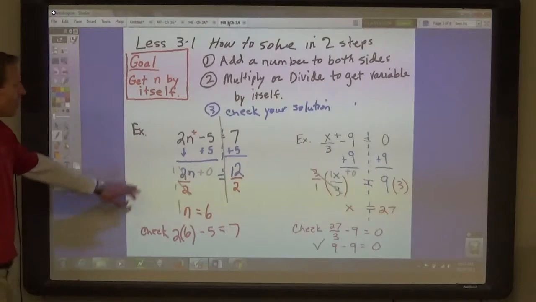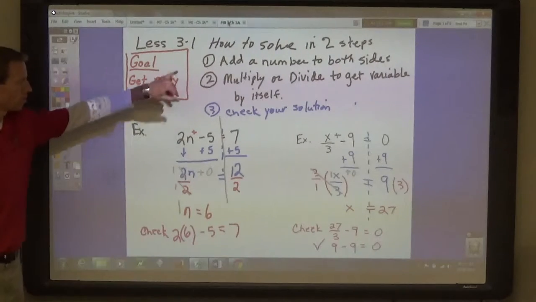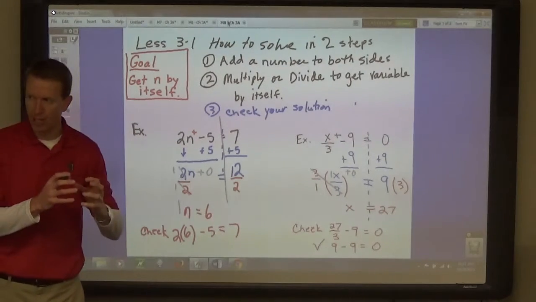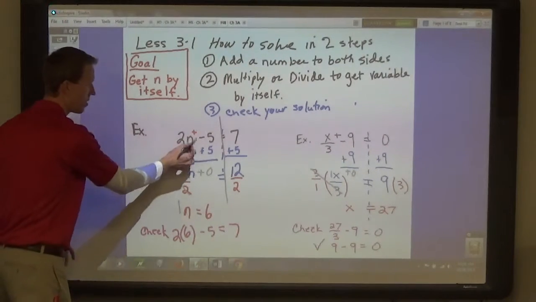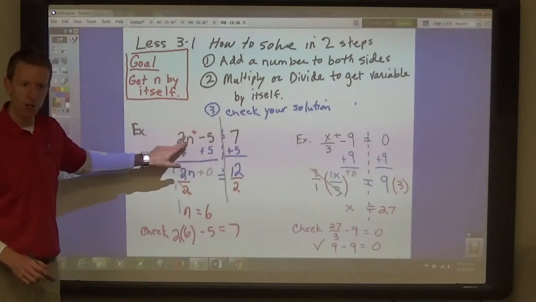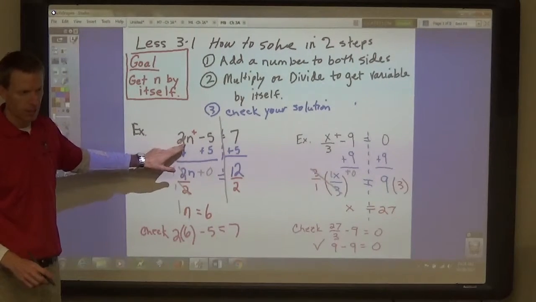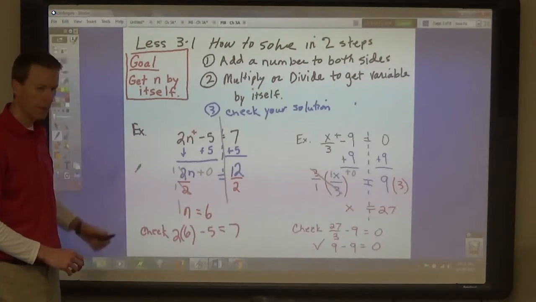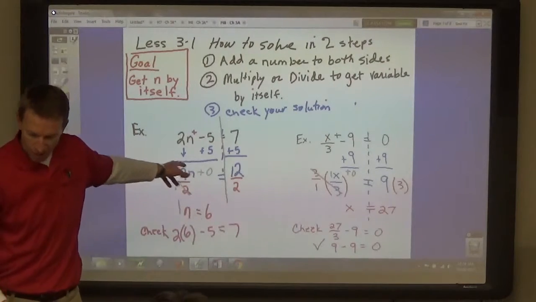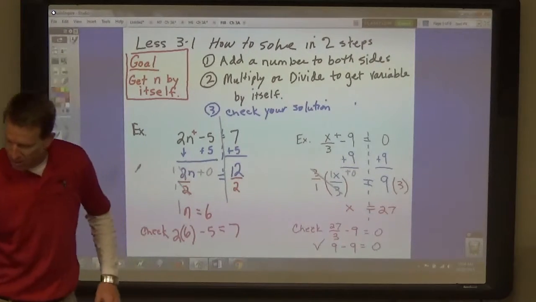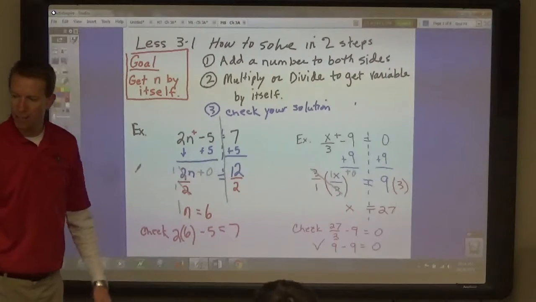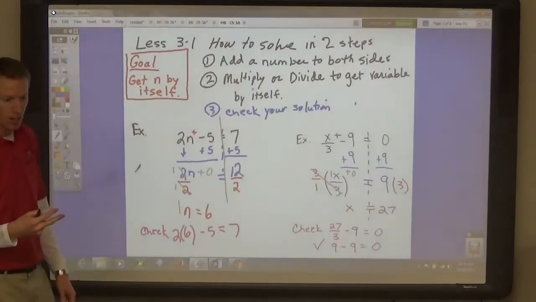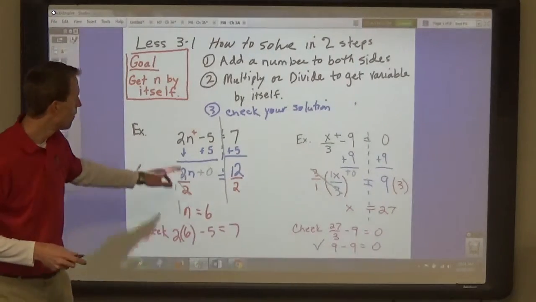Okay. Now, let's go back to our examples. So the first thing you need to do is to get the variable, or the variable term, that's what this is. A term means that it's a variable and its coefficient. Okay? What's the coefficient of n in this one? Remember that word, coefficient? Hey, what's the coefficient of n? 2. Yep, it tells you how many n's there are, right? Coefficient of n is 2.